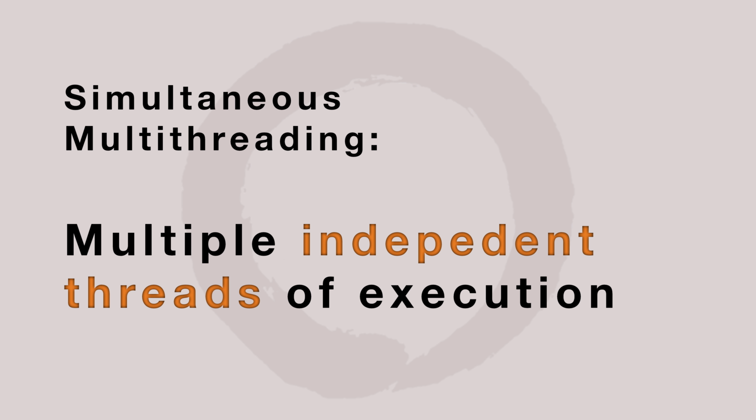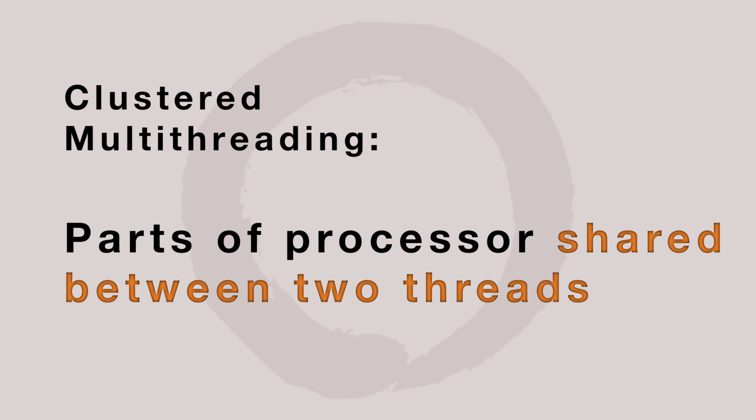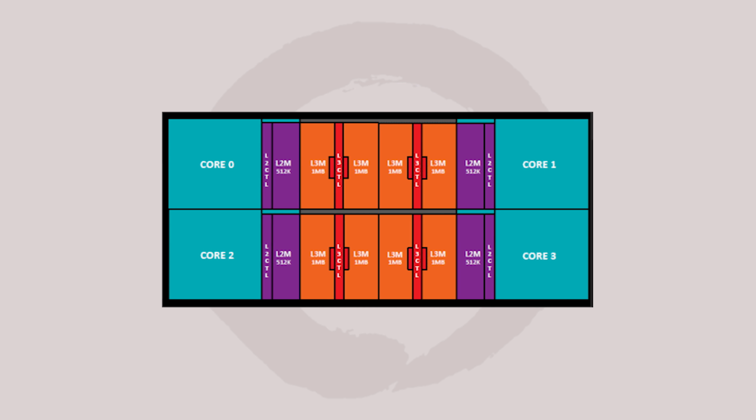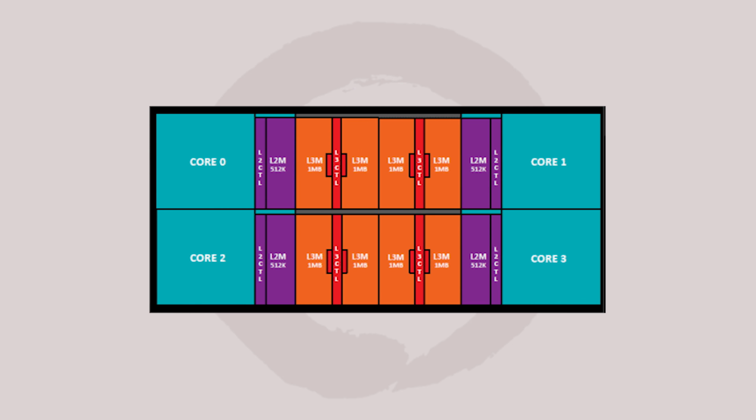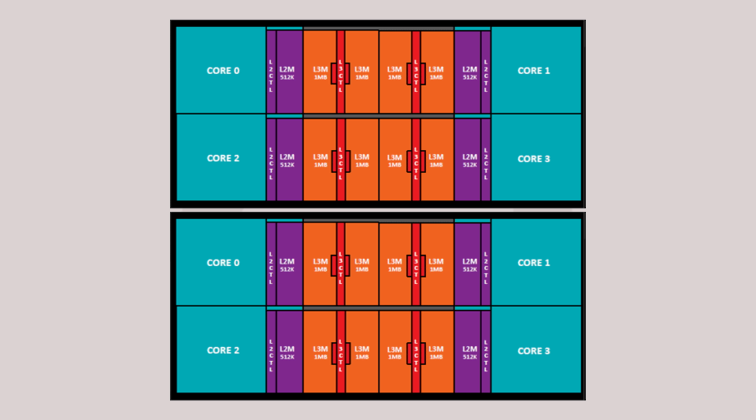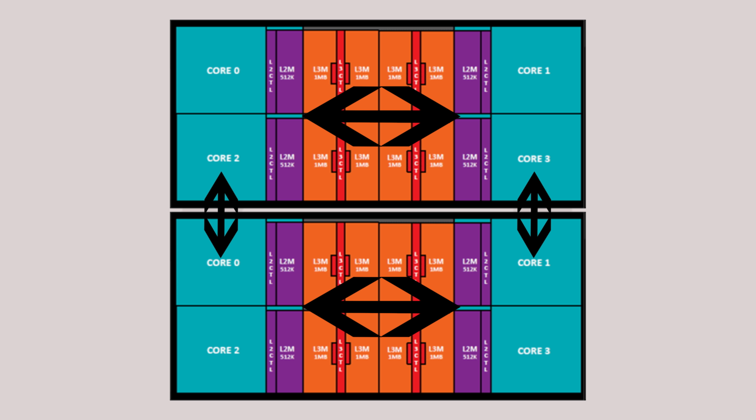Zen also introduced SMT, or simultaneous multithreading, which allows for 2 threads per core. This was big in increasing performance versus Bulldozer's CMT, or clustered multithreading, where certain parts of the processor were shared between 2 threads. A core component of all Zen-based CPUs is their CCXs, or core complexes. These consist of 4 cores and their cache. Zen CPUs that have more than 4 cores will have multiple CCXs that are then connected by Infinity Fabric.